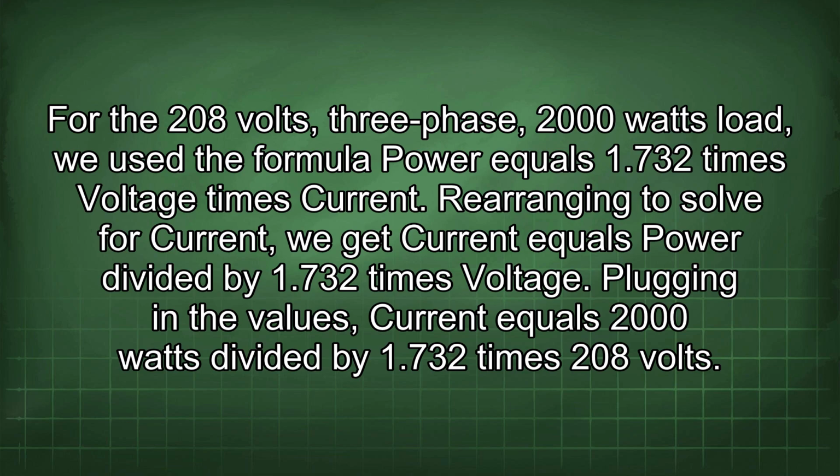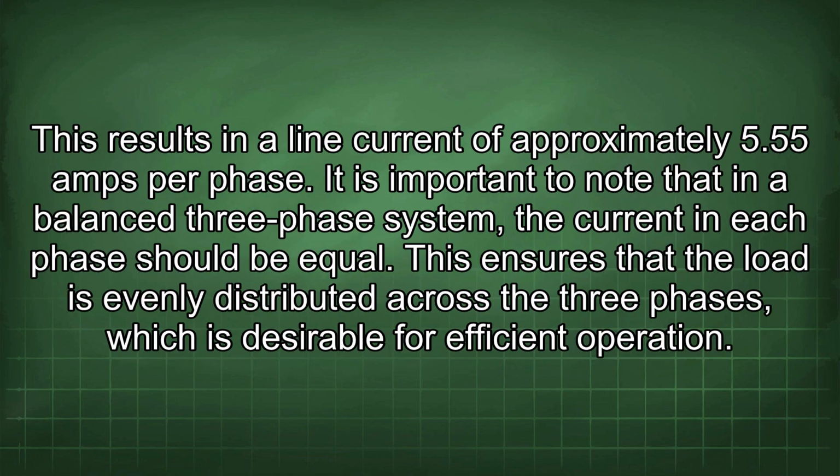Plugging in the values, current equals 2000 watts divided by 1.732 times 208 volts. This results in a line current of approximately 5.55 amps per phase. It is important to note that in a balanced three-phase system, the current in each phase should be equal. This ensures that the load is evenly distributed across the three phases, which is desirable for efficient operation.